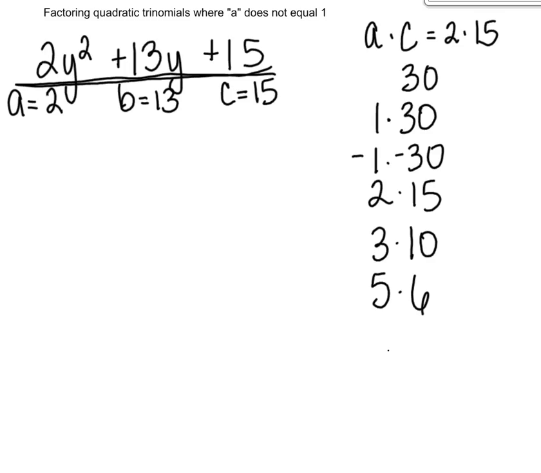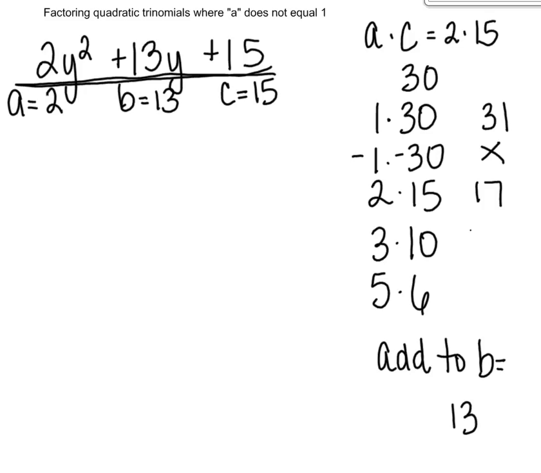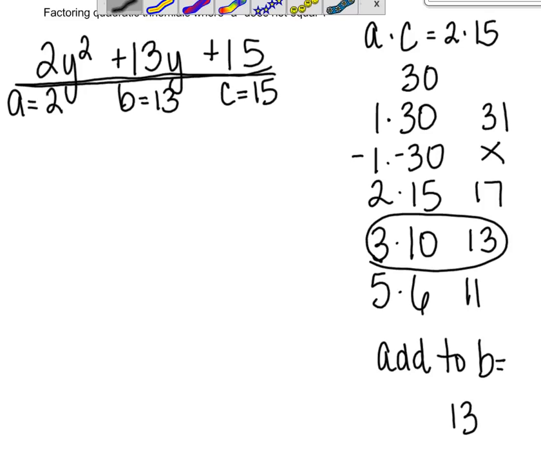And so what I'm looking for is the same thing that I was looking for before. I'm looking to see which one of the factors add to give me the B coefficient, which in this case is 13. So this first pair of factors adds to 31. I'm going to ignore these negatives. Then I get 17, then I get 13, and then I get 11. So I think it's going to be this one right here.